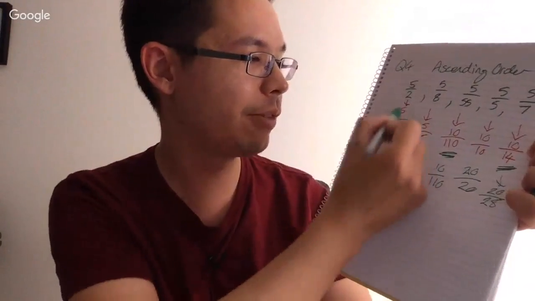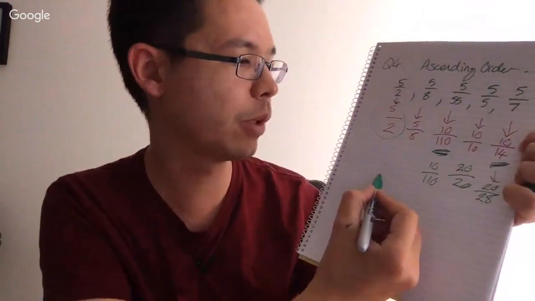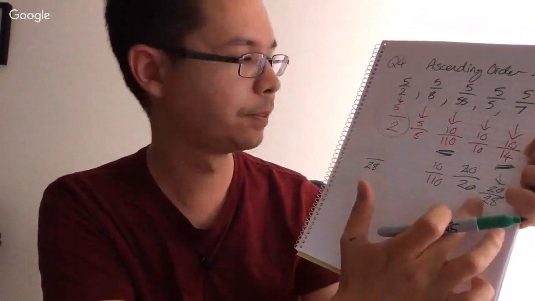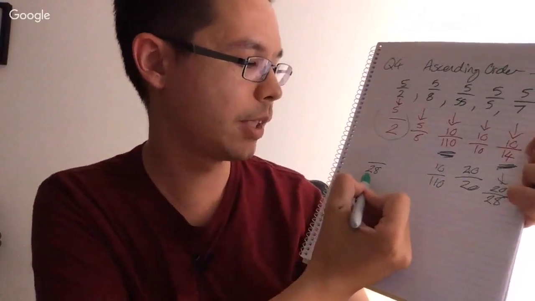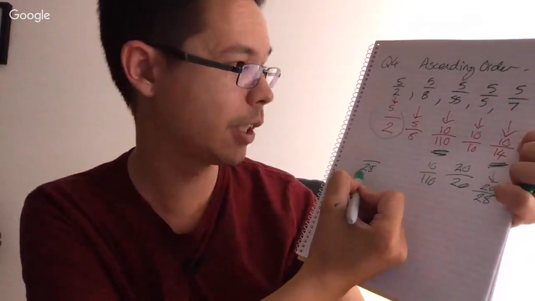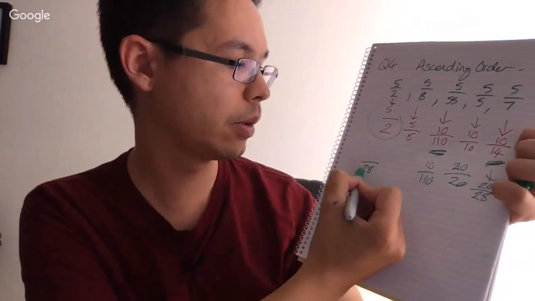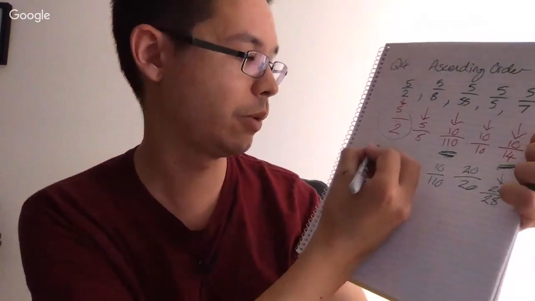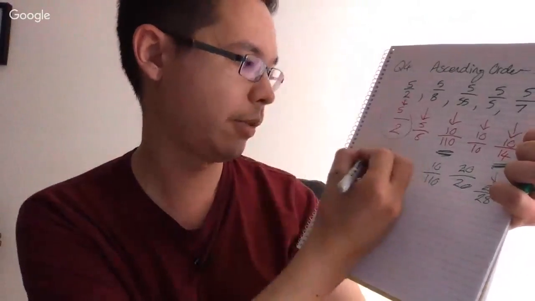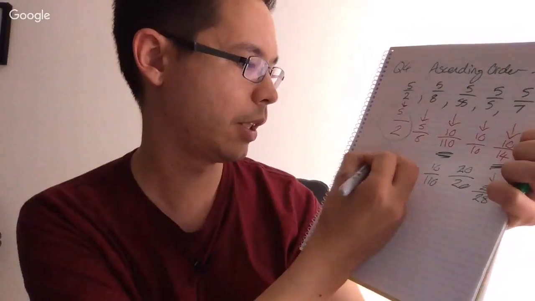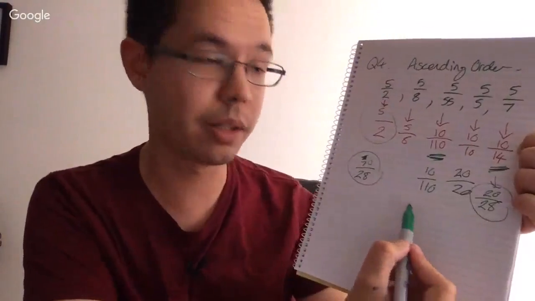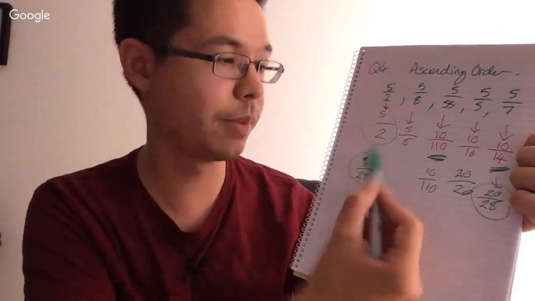But I can turn 5/2 into base 28 if I wanted to. So let's make this one the same as that one. So 2 times what gives me 28? Well, 2 times 14 will give me 28. So 5 times 14. 5 times 4 is 20, 5 times 1 is 5, so that's 70. So now I've got at least 2 of these fractions on the same denominator.